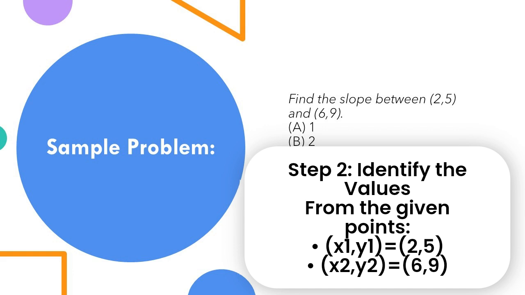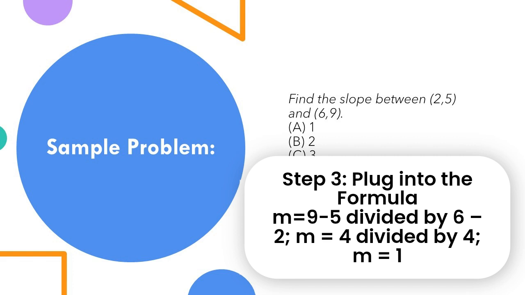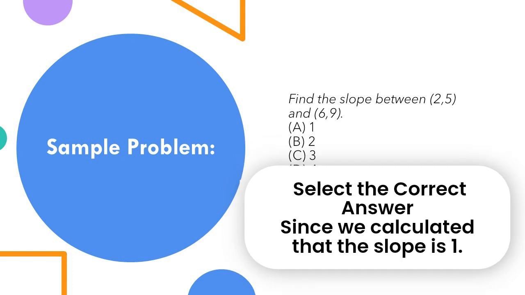Step 2. Identify the values. From the given points, x1, y1 equals 2, 5 and x2, y2 equals 6, 9. Now, plug these values into the formula. Step 3. Plug into the formula. m equals 9 minus 5 divided by 6 minus 2. m equals 4 divided by 4. m equals 1. Step 4. Select the correct answer. Since we calculated that the slope is 1, the correct answer is A, 1.